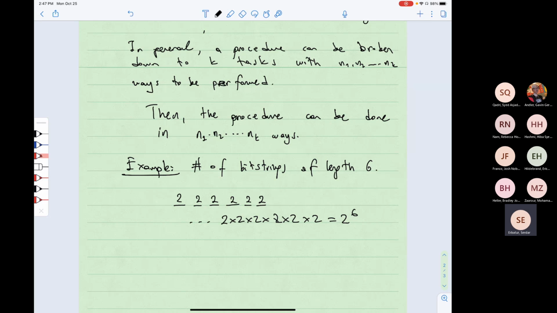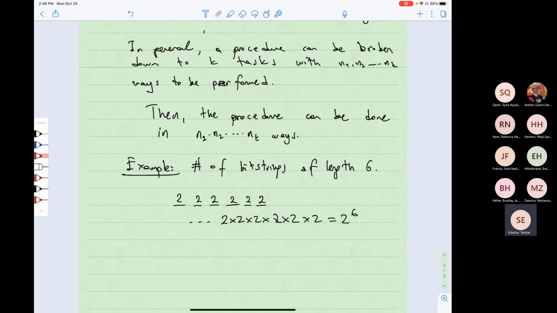Each of these bit strings is different from the others. Not less, not more, exactly that many. Because it says, if you can do the first task in this many ways, the second this many ways, and so on, then the overall task can be achieved in this many ways. The product rule, the multiplication rule, that's it.